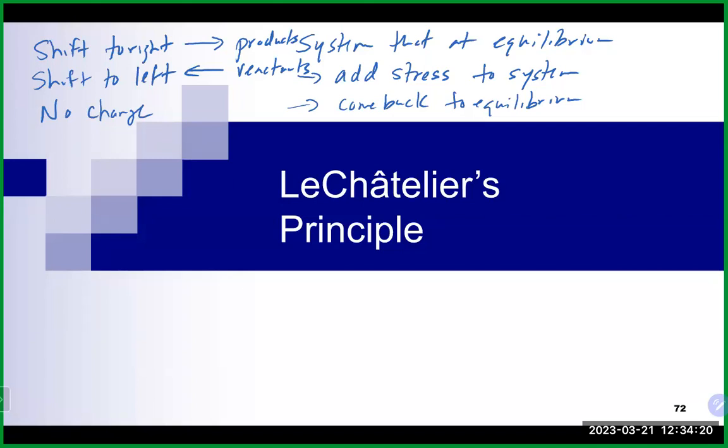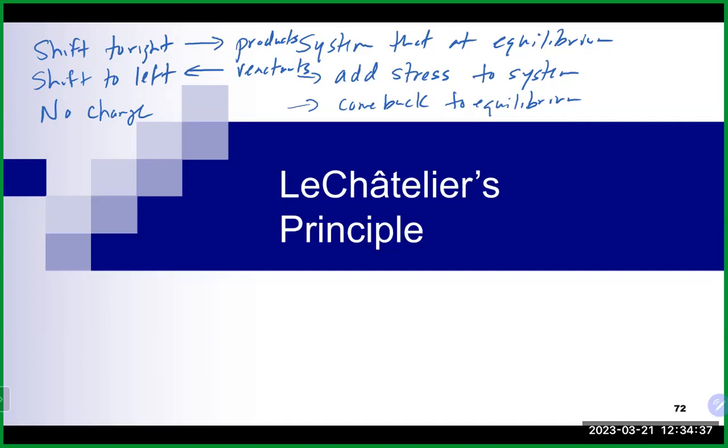Either whatever you did to it will cause the reaction to shift to the right to make more products to once again reach equilibrium, or it will cause it to shift to the left to make more reactants to once again reach equilibrium, or frankly, nothing will happen as a result of it.